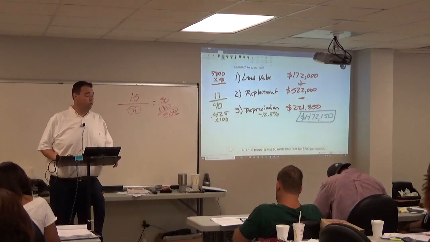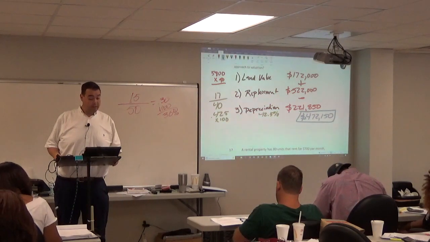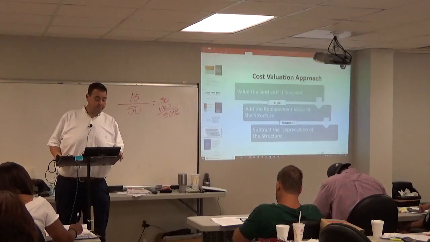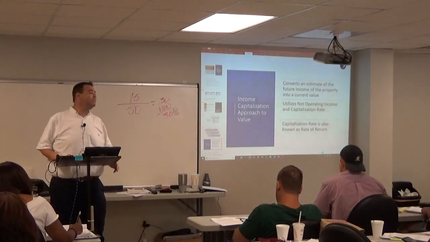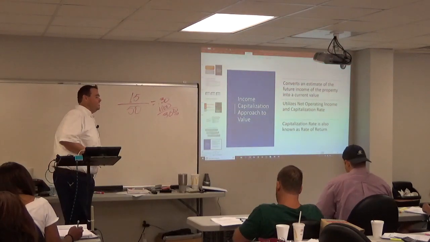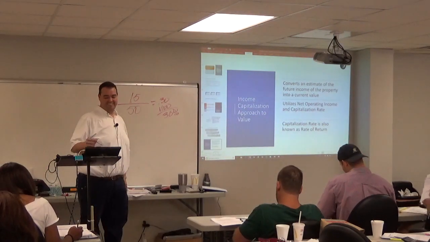All right, that's the cost approach. That's 2 down, by the way, for those of you keeping score. How many are we left with? 1. That's not it. 1 more.